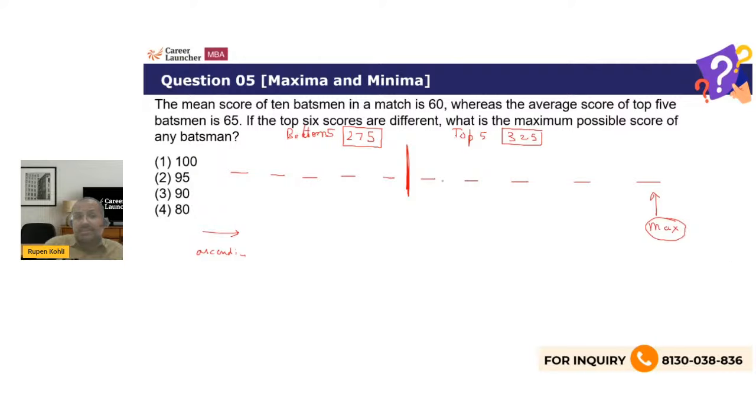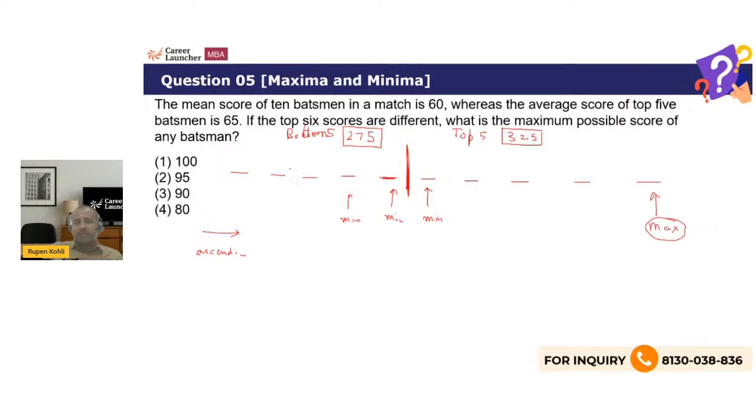Also, one more constraint: the top 6 scores are different. So including this sixth highest score, the top 6 scores are different. The objective is to maximize this, so we have to minimize the other scores. 275 is an average of 55 for these bottom 5 scores. I must minimize every score. If you have to minimize this score, you have to minimize this score, and so on.